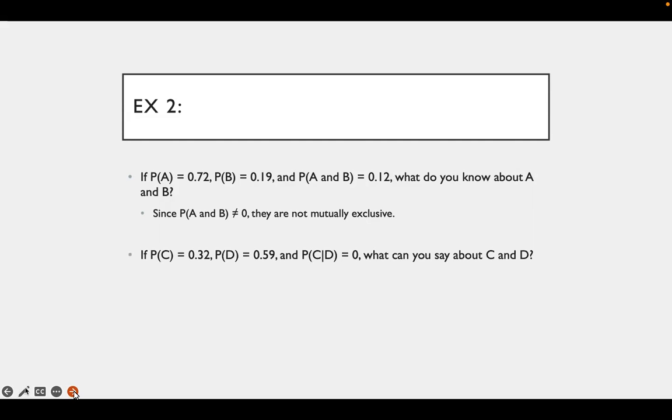Part 2, if the probability of C is 0.32, probability of D is 0.59, and the probability of C given D is 0, what can you say about C and D? Well, here we have probability of C given D is 0, and therefore we know they are mutually exclusive because they do not impact the other with no shared outcomes.